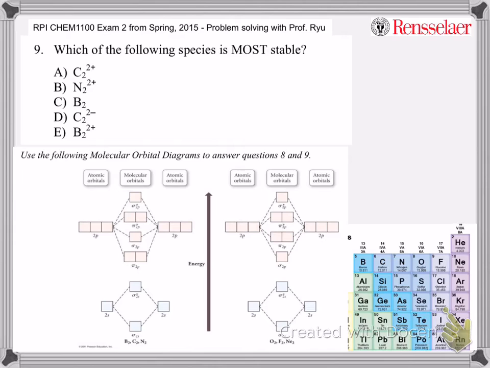Okay, so here is another question, question number 9. Using questions 8 and 9, you are using this molecular orbital diagram. In this problem 9, they're asking which one is most stable. Does this diatomic molecule have the most stable bonding? This is the same wording as the one with highest bond order. Which one forms the strongest bonding, and that must be the most stable diatomic molecule.